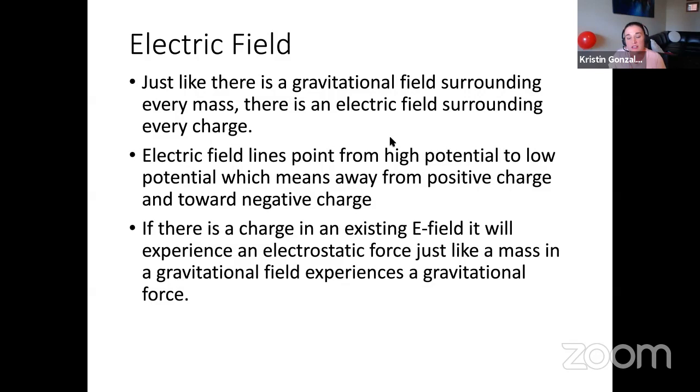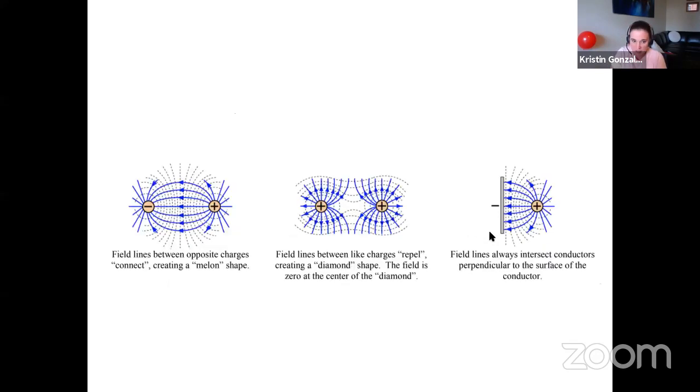So what happens when we have a mass that's introduced somewhere where there's a gravitational field? Well, it experiences a gravitational force. Okay, well, if we introduce another charge into a region where there's an electric field, it's going to experience an electrostatic force. The way that we draw these field lines is they always go from high potential to low potential. And we'll talk about potential later, but really what that translates to is those field lines point away from the positive charges and towards the negative charges.